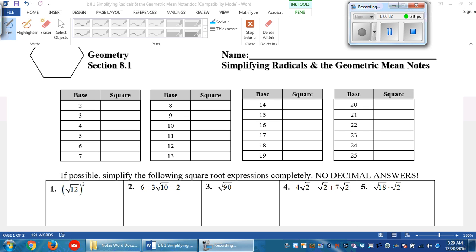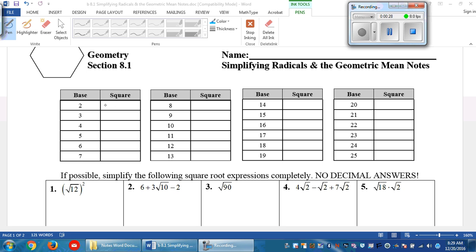Hello again. This is the second video lesson for Unit 8 for the geometry class, simplifying radicals, and day 1 of the geometric means notes. So just like the last unit video, you have to fill in the chart with your numbers. So let's quickly do that. The more you do it, the better off you'll be at it.